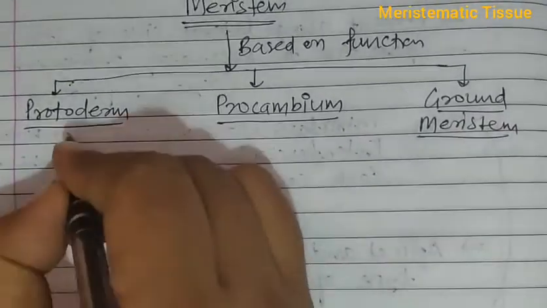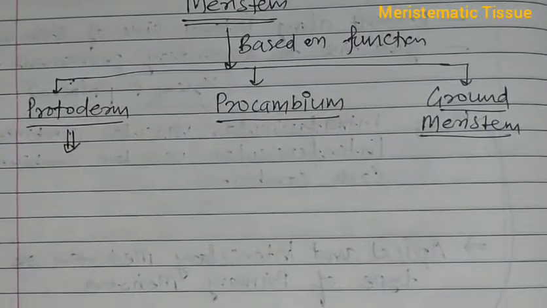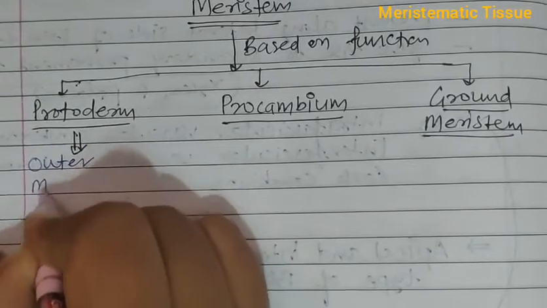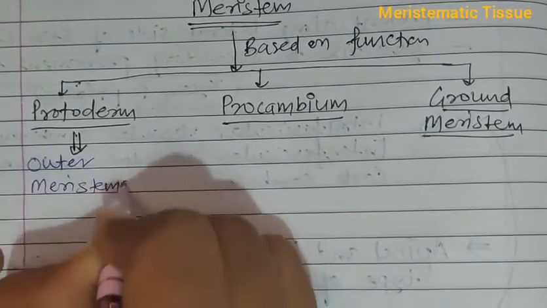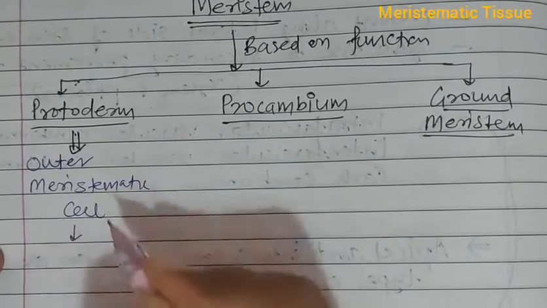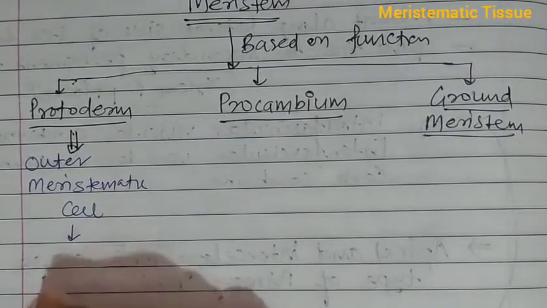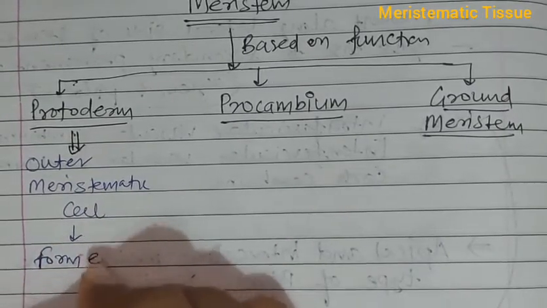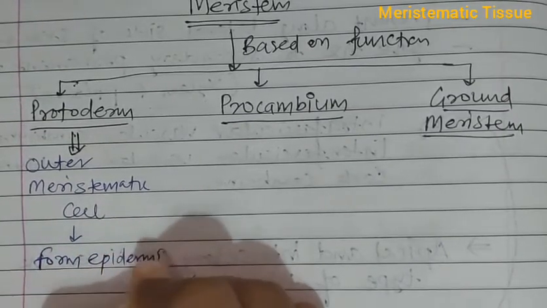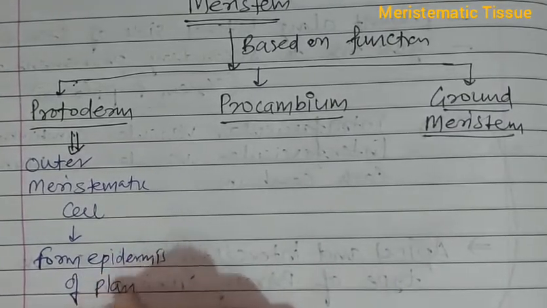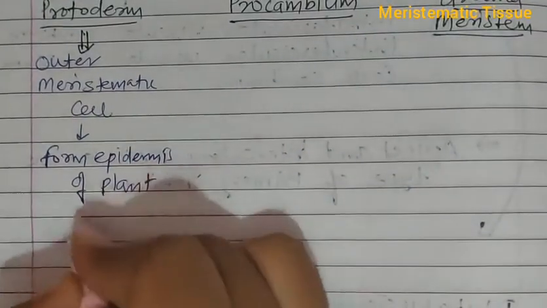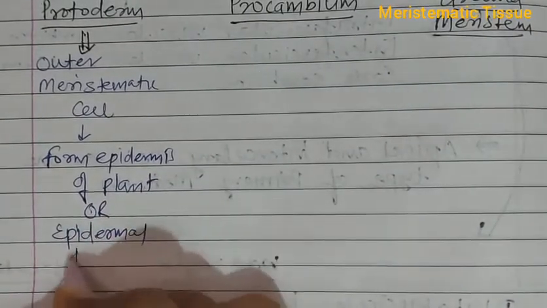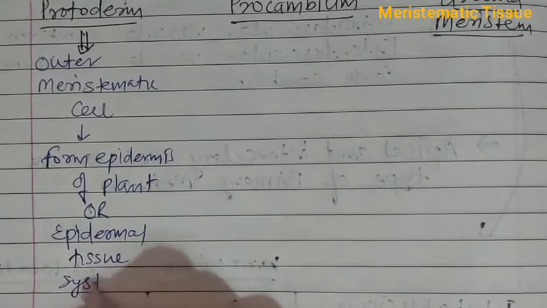Now, with respect to function, if we study the promeristem, it is known to be the outer meristematic cell, and they form the skin or epidermis of the plant. They form the epidermis of the plant, or epidermal tissue system.